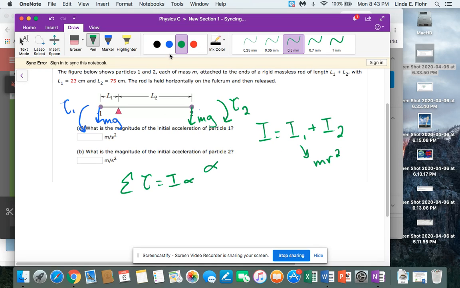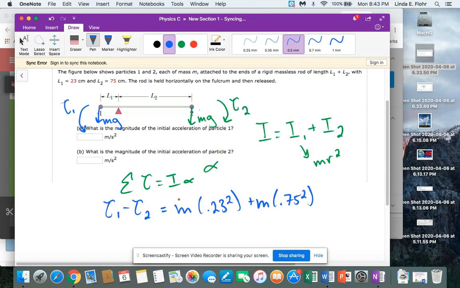All right, so here we go. The sum of the torques, I'm going to do torque 1 minus torque 2, equals M times 0.23 squared plus M times 0.75 squared, all times alpha.